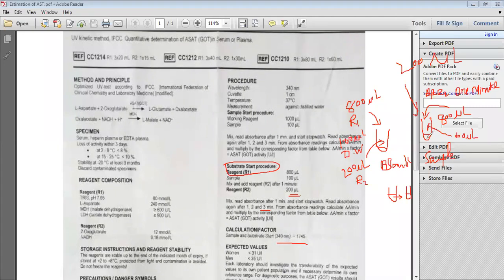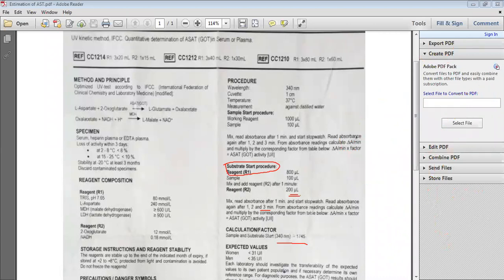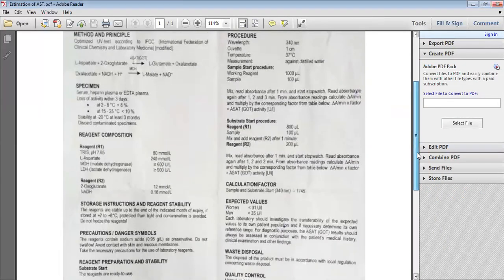You will transfer this material into the cuvette, and you will take the absorbance of the sample solution in the spectrophotometer at 340 nanometers after 1 minute. Then again you will take the absorbance of the same sample solution after 2 minutes, and then again after 3 minutes. Now in this experiment you will take three different readings: after 1 minute, after 2 minutes, and after 3 minutes.